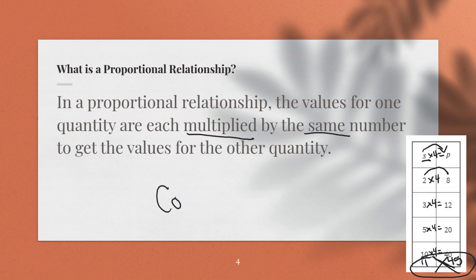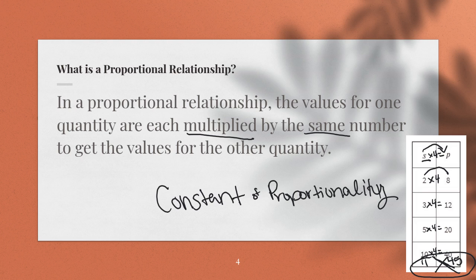So the constant of proportionality is that number that you multiply by. So it's the number you multiply by. In this case, what number did I multiply by each time? I multiplied by 4. So my constant of proportionality in this case would be 4.